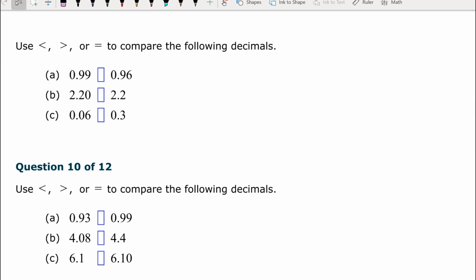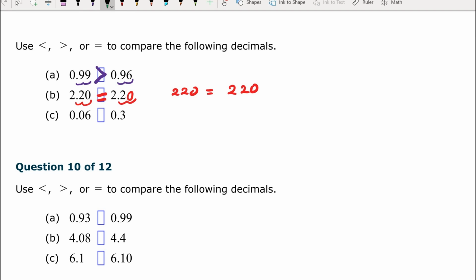Alright, problem 9. So we're going to compare the decimal numbers. To make it convenient, I'm going to move the decimal point twice on both sides. Then you get 99 and 96. So 99 is bigger than 96. For the second one, we're going to move the decimal point twice on the first number, and then you have 220. And this one, move it over twice. So that will be 220 as well, because if there's no number here, you're going to put a 0. So they are equal. The answer here is equal.